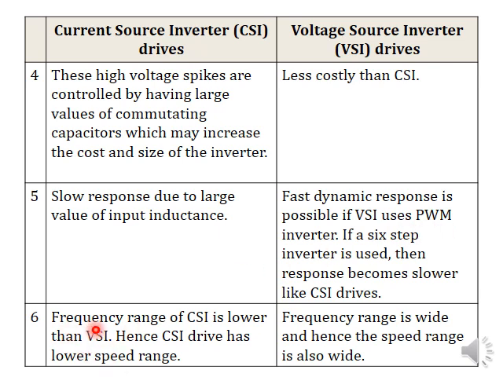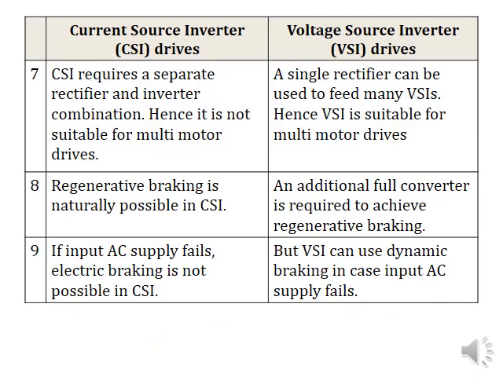Then sixth point is the frequency range of CSI is lower than VSI. Hence, CSI drives have a lower speed range. But for VSI the frequency range is wide, and hence the speed range is also wide. Next point, CSI requires a separate rectifier and inverter combination. As we know, in the circuit diagram we have a fully controlled rectifier at the beginning and then an inverter. Hence it is not suitable for multi-motor drives. But in the case of VSI, a single rectifier can be used to feed many voltage source inverters. The output of that rectifier can be connected to multiple voltage source inverters. Hence, we can use multi-motor drives.